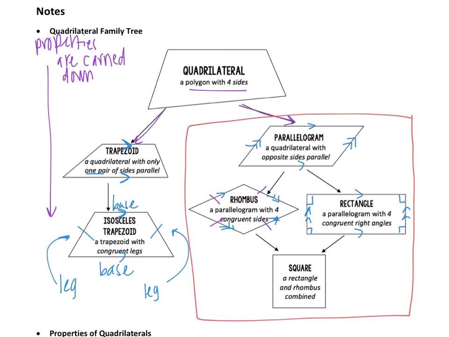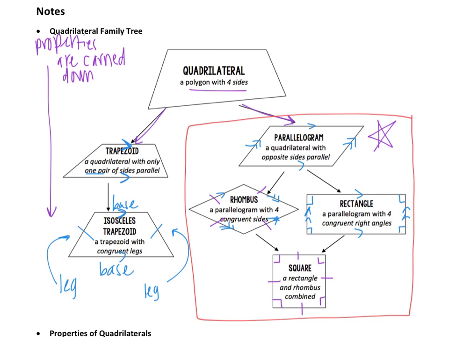Now a square is a combination of a rectangle and a rhombus. Opposite sides are parallel. I'm not going to mark that because the more important thing is that there are four congruent sides and then also four right angles. This is where we want our main focus to be again.